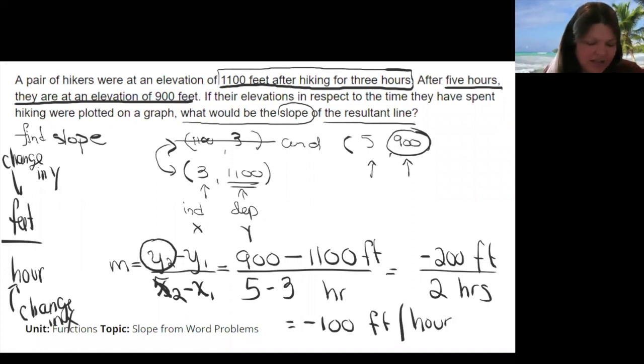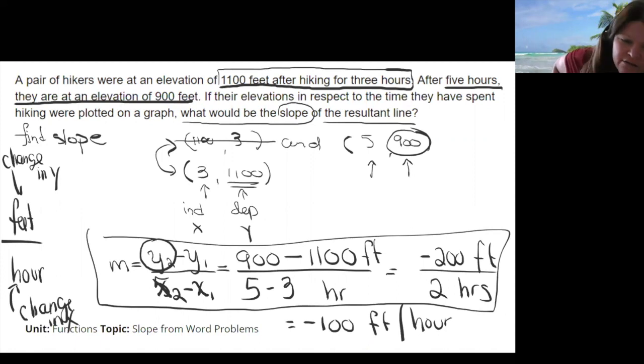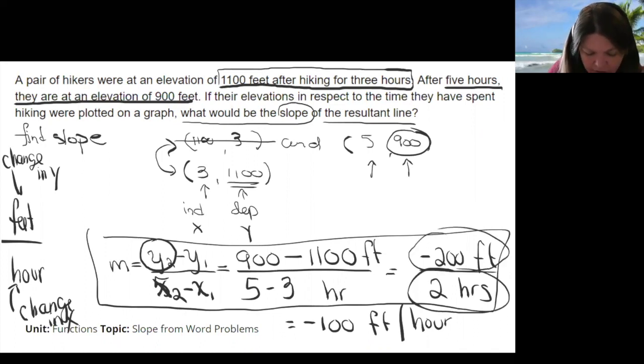Now, I did it with a formula because I'm a mathematician, but not many of you guys like the formula method. You can always do it like what Stephen was saying to me. How many feet did I go per hour? Well, I went down 200 feet over the course of 2 hours. Negative 200 feet divided by 2 hours, and I get negative 100 feet per hour.